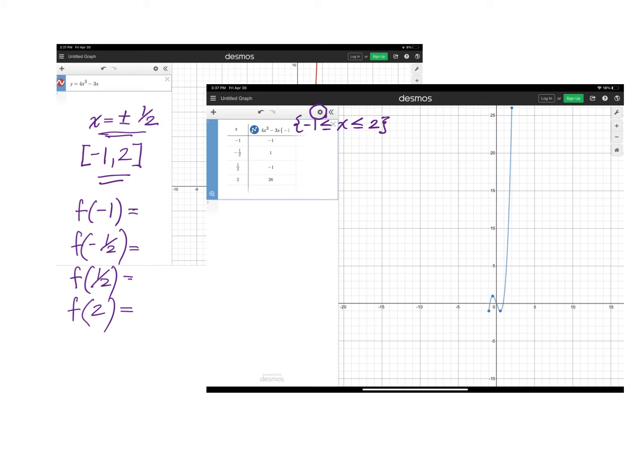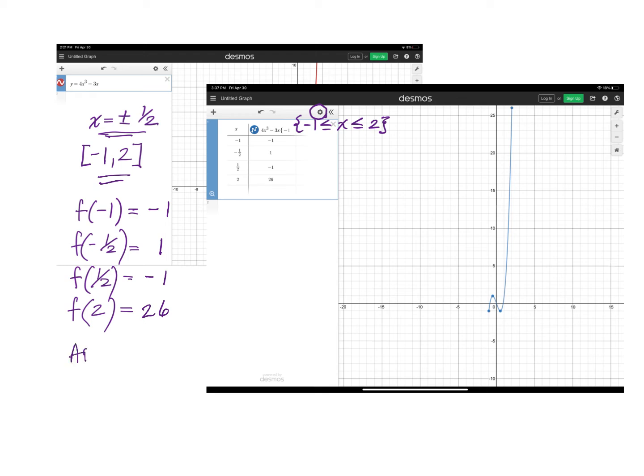So I have negative 1. F of negative 1 gives me a y value of negative 1. F of negative 1/2 gives me a y value of 1. F of positive 1/2 gives me a value of negative 1, and f of 2 gives me a y value of 26. So we can see here that the absolute minimum is -1, and it actually occurs at two places. The absolute minimum occurs at -1 and at 1/2.